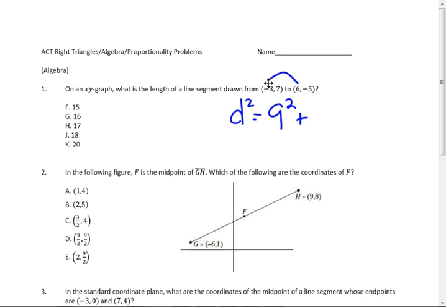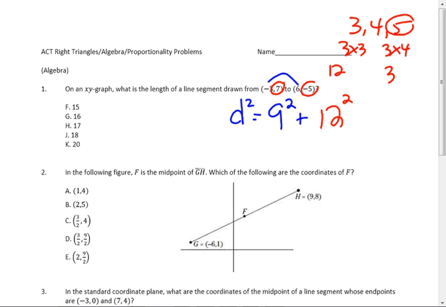How far apart are the y's? 12. Now, you can use Pythagorean's theorem and figure that out. Multiply it out. Or you can recognize it's a 3, 4, 5 triangle. This is 3 times 3. This is 3 times 4. So the hypotenuse is 3 times 5. It's 15. Now, it makes it faster if you recognize what it is.